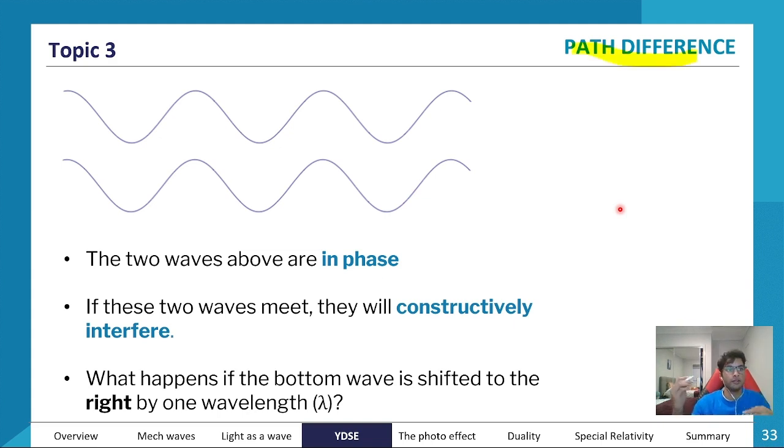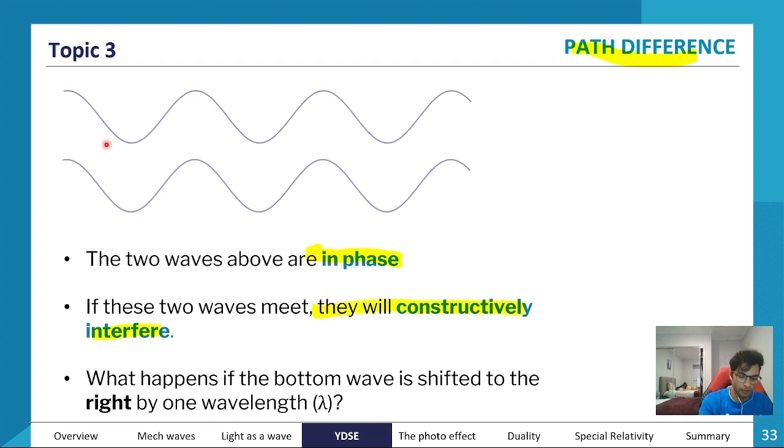So going back to what we did at the start of the lesson with superposition, it's basically that. Imagine we have these two waves, right? If these two waves are traveling together, we say that these two waves are in phase. The reason they're in phase is because they have the same amplitude, the same wavelength, and it's sort of the same wave traveling together. So this wave and this wave are the same wave, they're just traveling together. And if these two waves meet, they're going to constructively interfere.